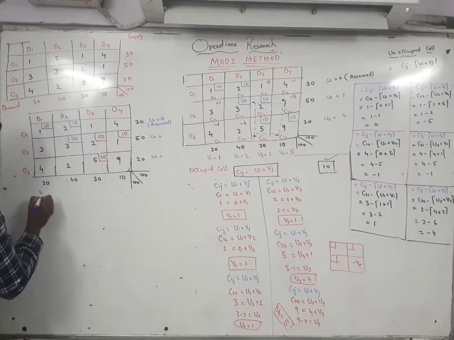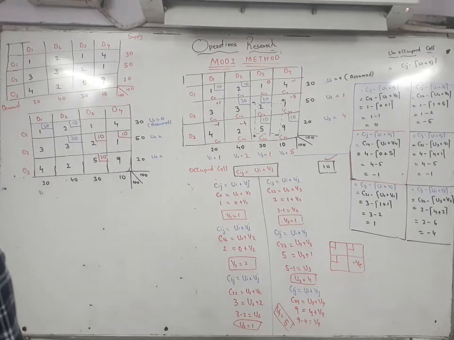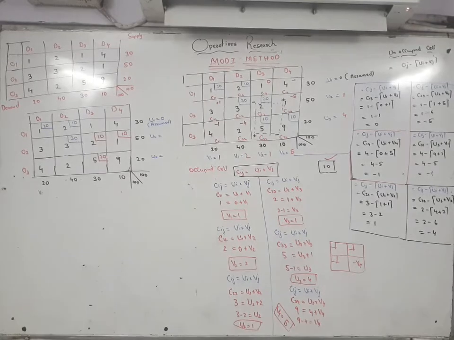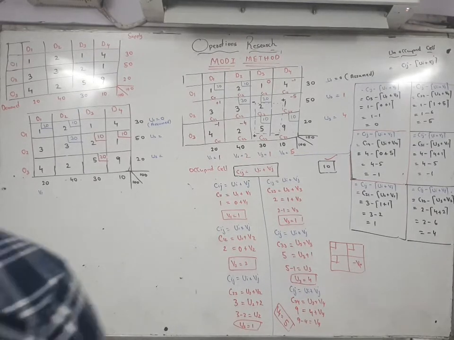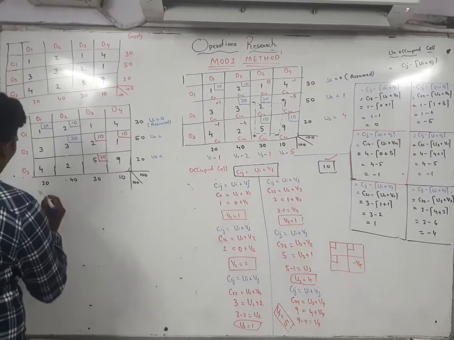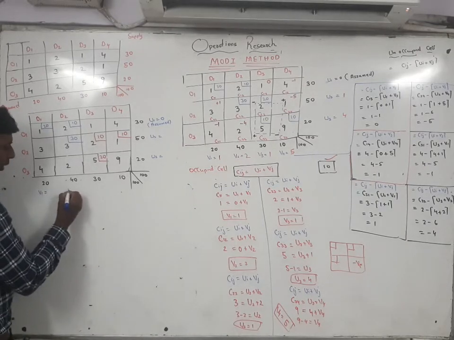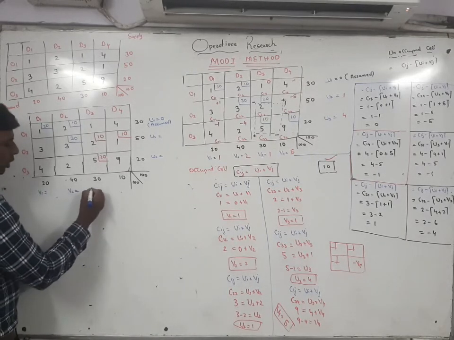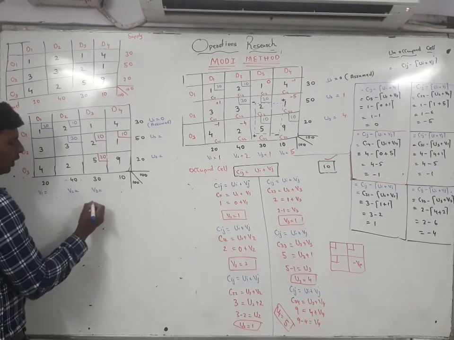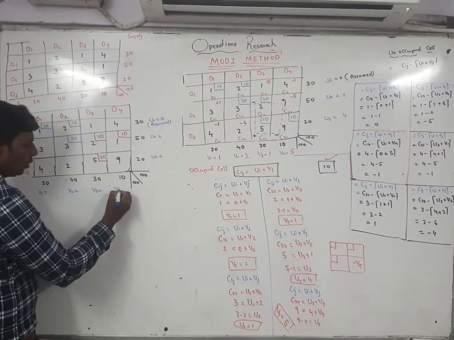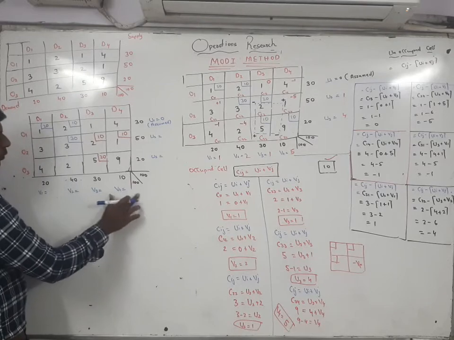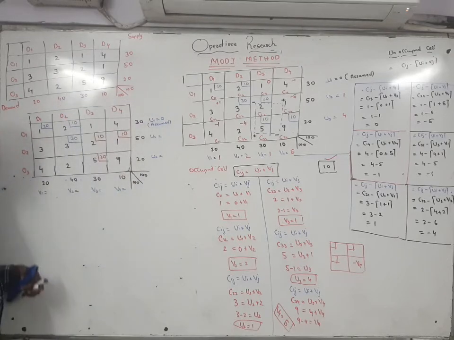Again, so again you have to find out the value of v1. Here you have to find out the value of v1. Here you have to find out the value of v3. And here you have to find out the value of v4. But at the time of starting, u1 you have to assume as 0.